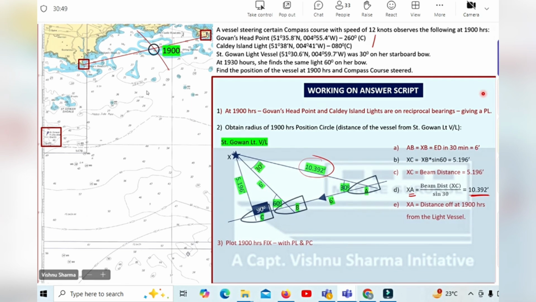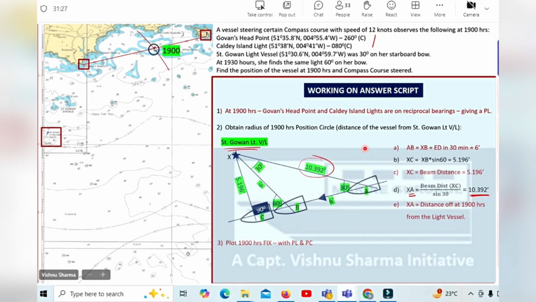Okay. So what does he want? Find the position of the vessel at 1900 hours. So you can transfer the latitude and longitude of this fix onto the answer sheet. Then he's asking, what was the course steered? Now, guys, on this course, when I continue, what is the beam distance of Saint Gowan light in our plot? Can you tell me from the plot what is the beam distance? 5.2. 5.196 or 5.2 miles.